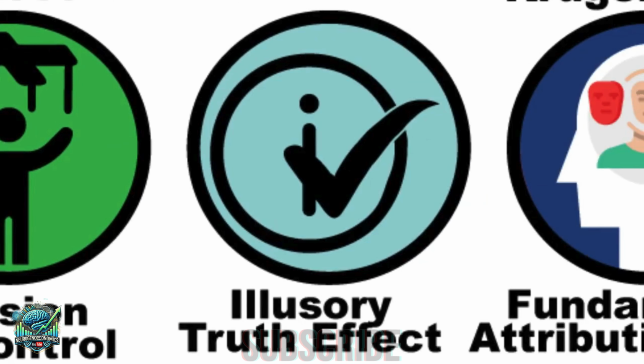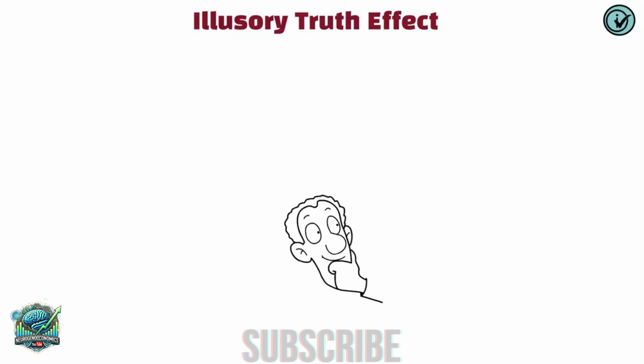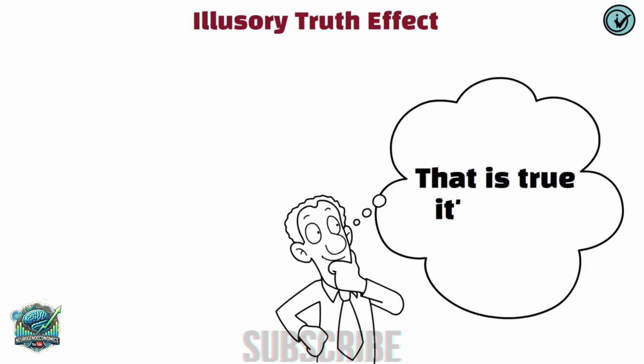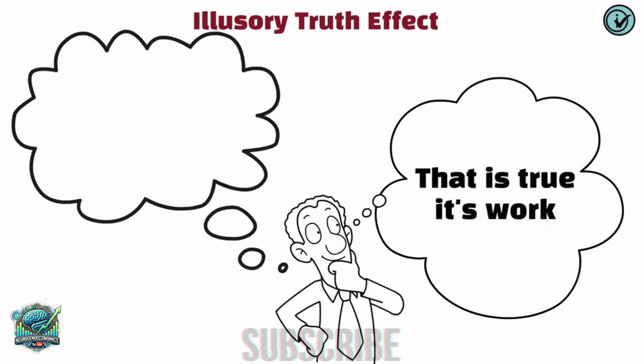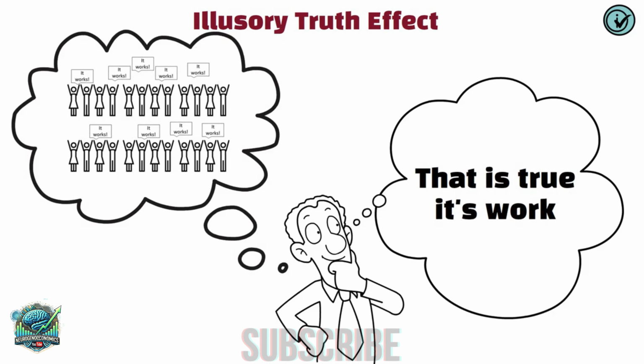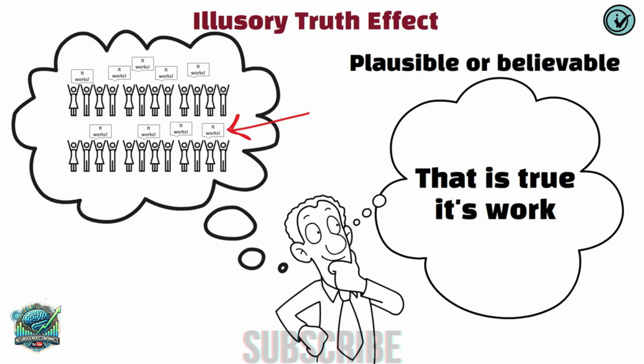Illusory truth effect. The illusory truth effect is the tendency to believe that a statement or claim is true simply because it has been repeated frequently or is familiar. Repeated exposure to information, regardless of its accuracy, can make it seem more plausible or believable over time.